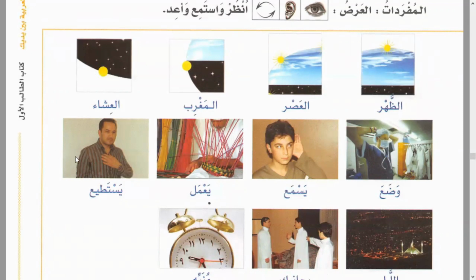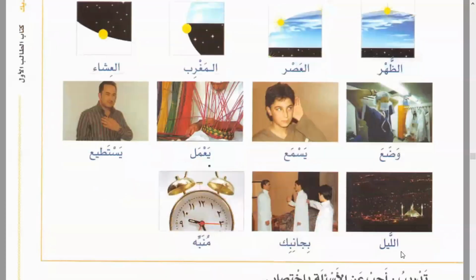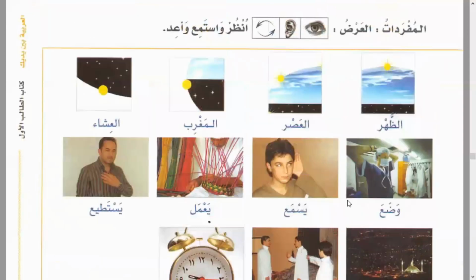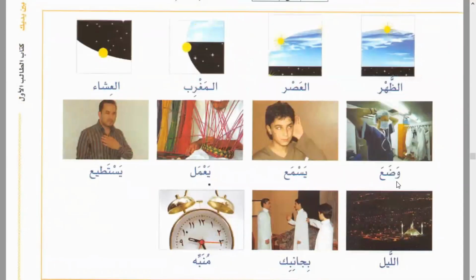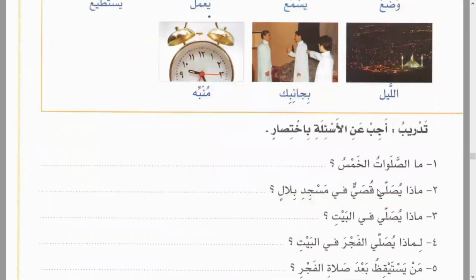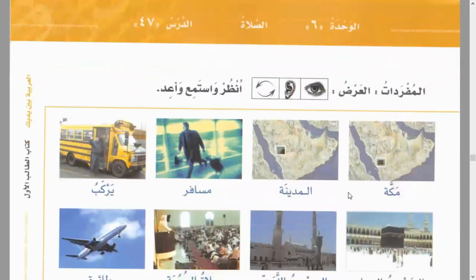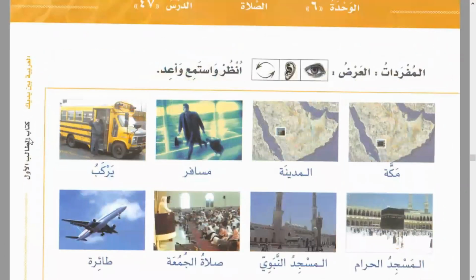يعمل. Ya'malu, to work. And the worker is called amil, and the plural is ummal. الليل. Al-layl is the night. وَاللَّيْلِ إِذَا يَغْشَى. يضع. What was that word? وَدَعَ maybe. وَدَعَ is to put something. This is also a verb, past tense. The literal translation is he put, to place something in some place.